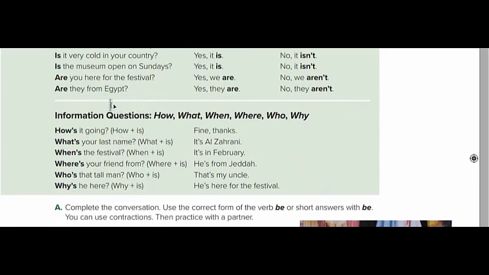The next point, النقطة التالية. Information questions. أسئلة المعلومات. This is important. طبعا تعرفونها من السنة الماضية لكن نراجعها الآن. وهي تبدأ بكلمات الاستفهام المعروفة لديكم. هذه أمثلة منها. How? كيف أو كم. What? ماذا أو ما. We use it for things, للأشياء غير العاقل. When? متى. For time. Where? أين. For place. Who? من. For people. Why? لماذا. For reasons. من أجل الأسباب.